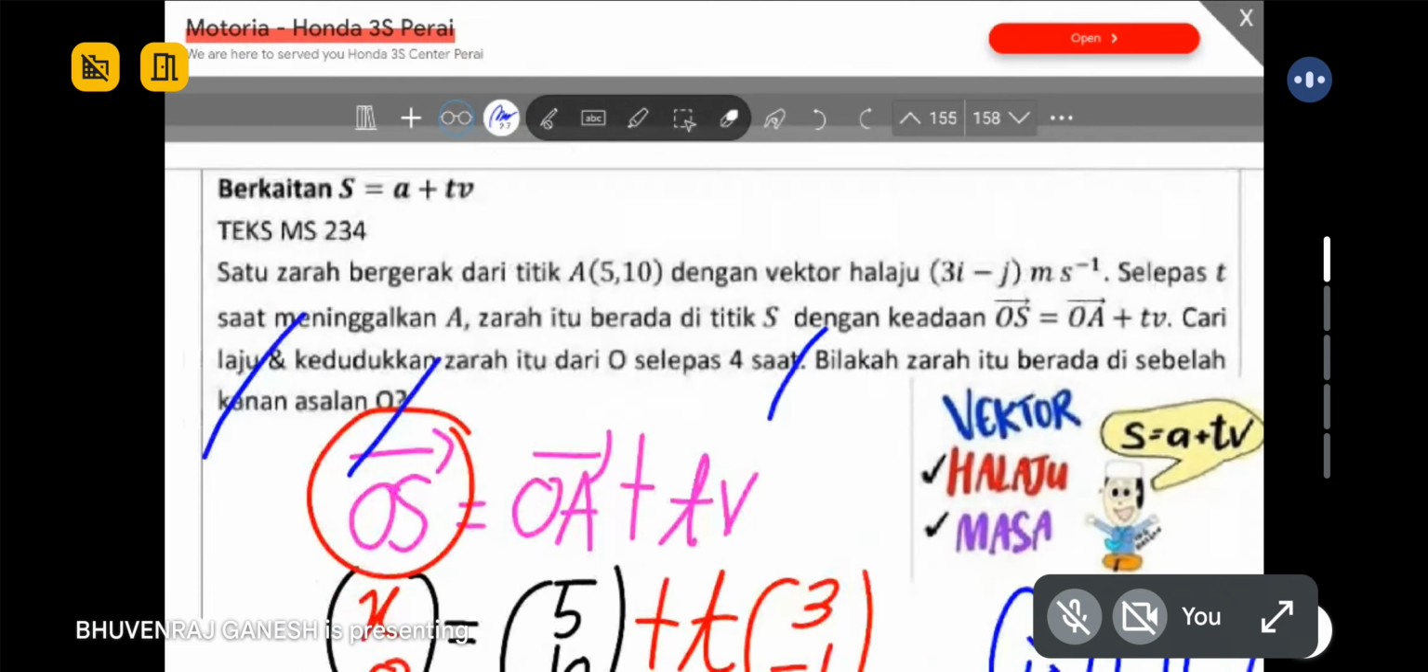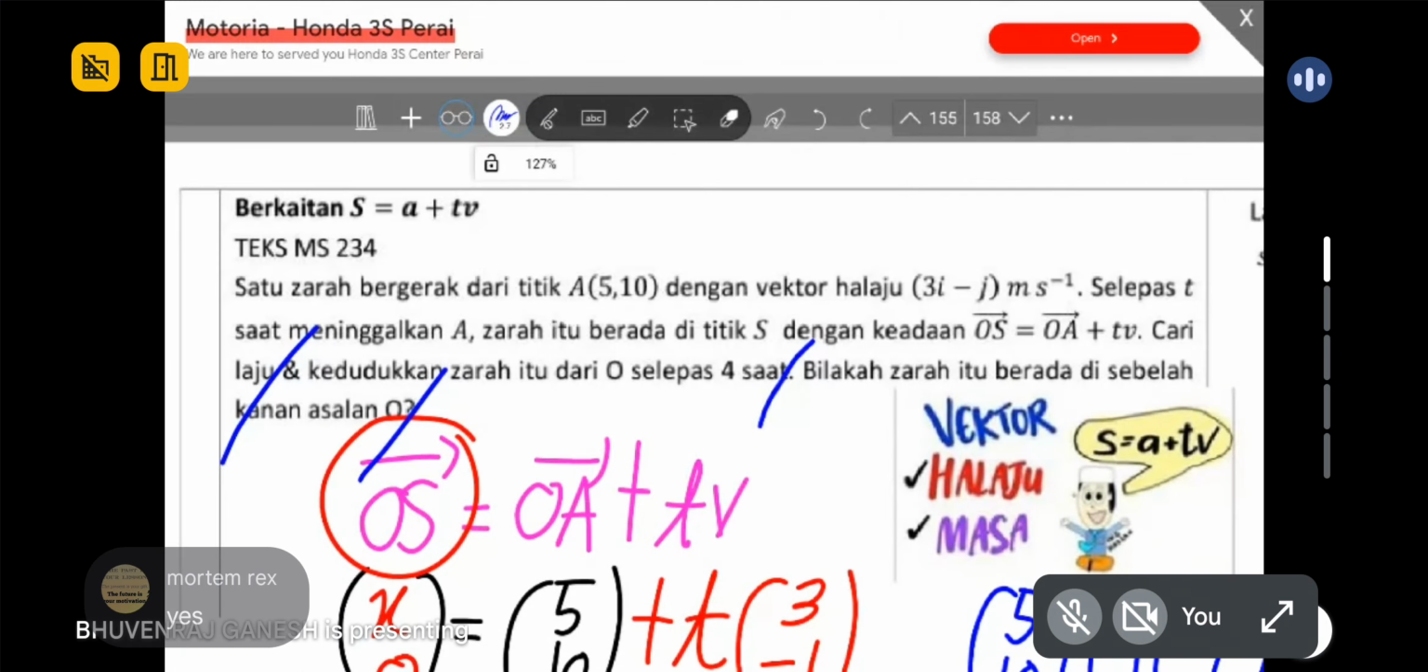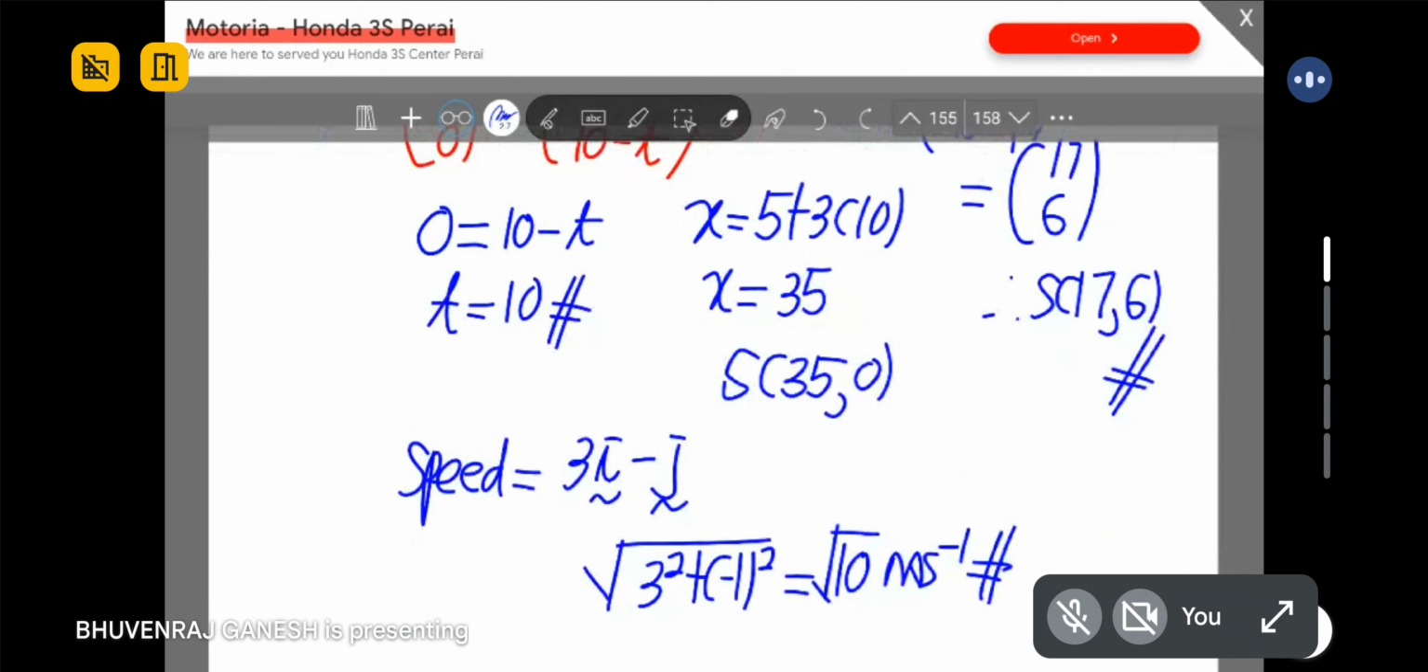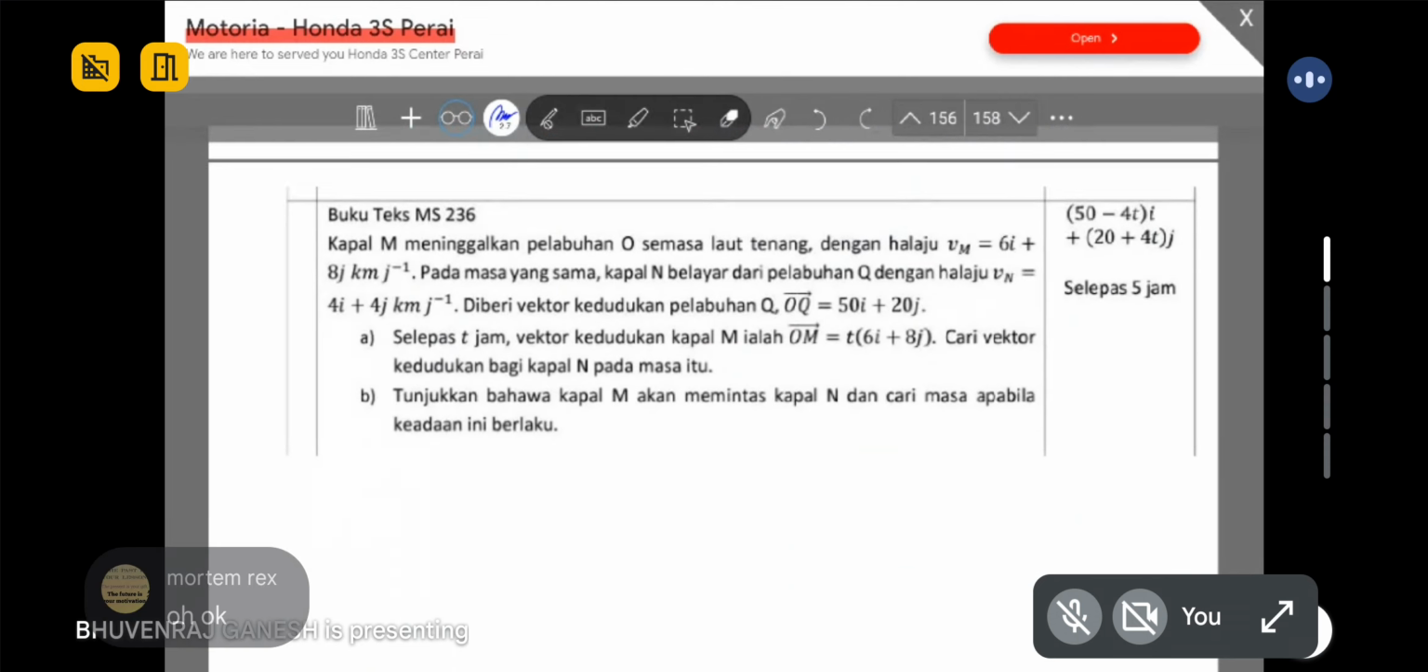Can you see that, guys? 3 bahagian. First question, find speed. Second, find position. Third, find time. So that's why 3 answers lah. Okay. All right. Next one.